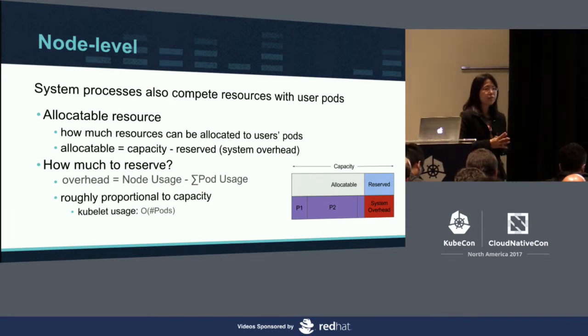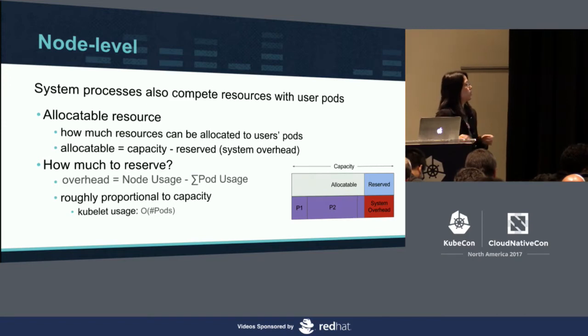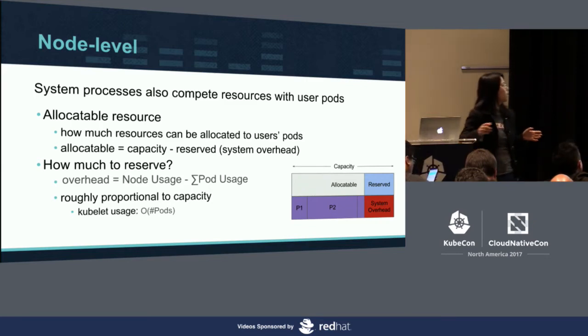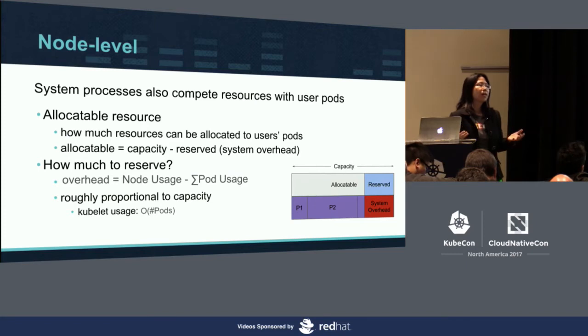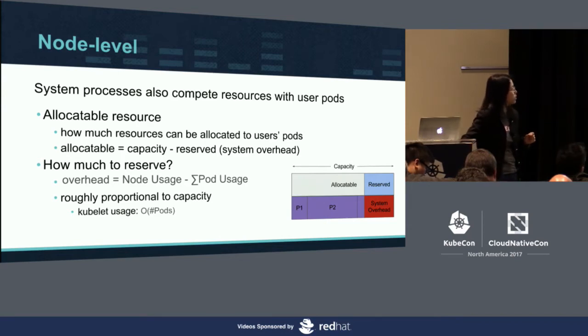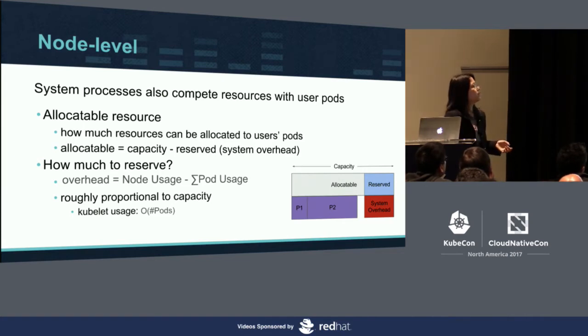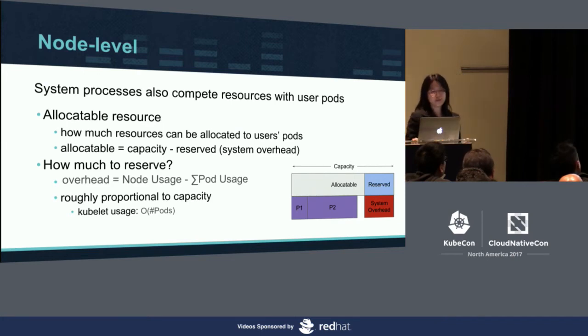And you may wonder how much I should reserve. We need to monitor the node, check the total usage at the node level, and subtract the total usage of the users' pods. Then that would be the system overhead. We can roughly estimate that the overhead should be proportional to the capacity, because the bigger the capacity your node has, the more workloads you expect. And the system overhead is roughly proportional to the workloads. For example, Kubernetes usage will be roughly proportional to the number of pods you scheduled to that node. So after that, we have this allocatable resource. You can see the third pod, P3, no longer fits, and we can only schedule two pods based on the allocatable resource.